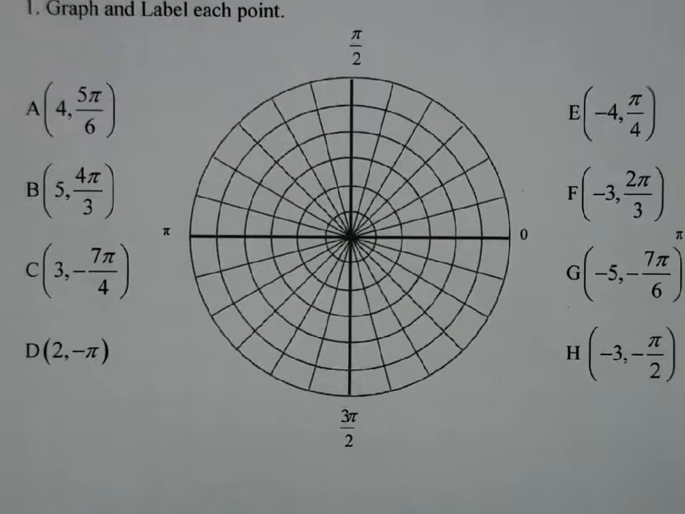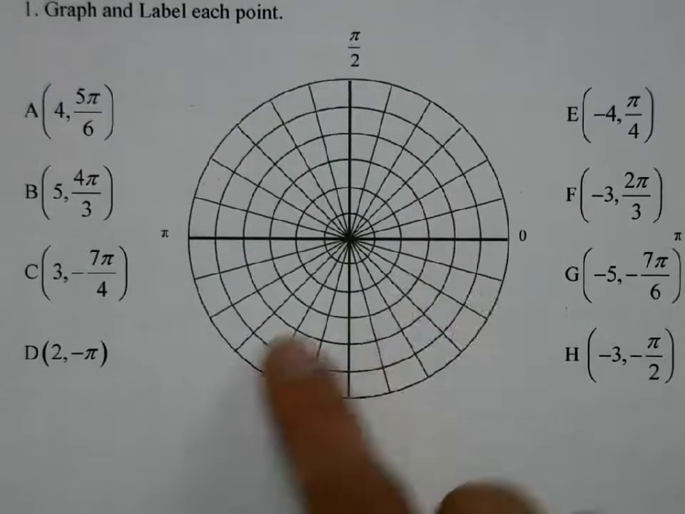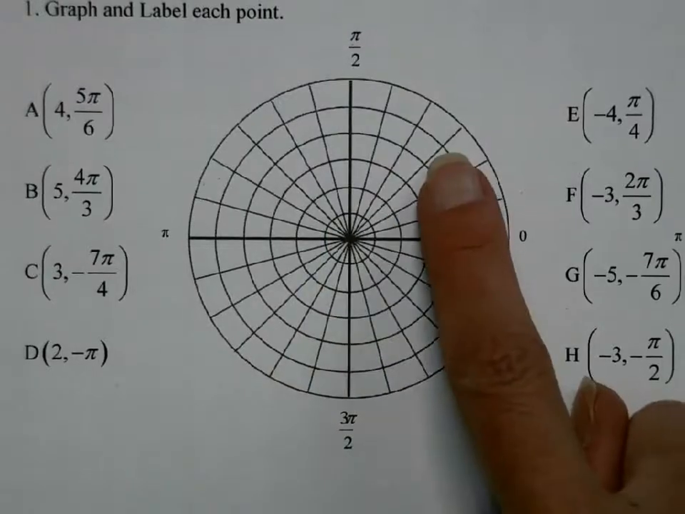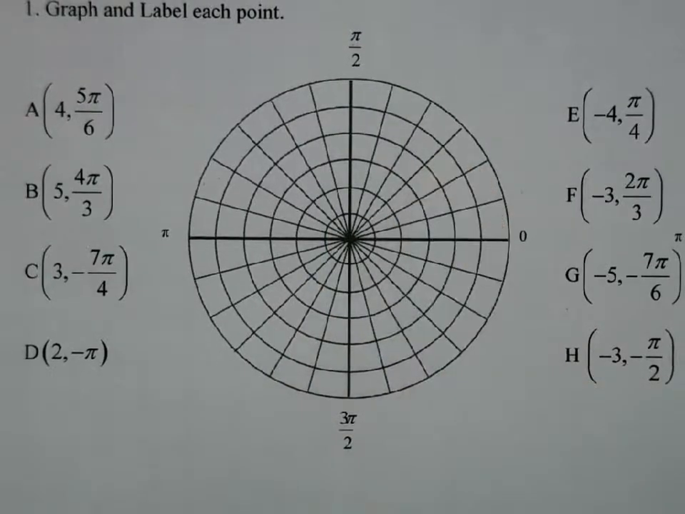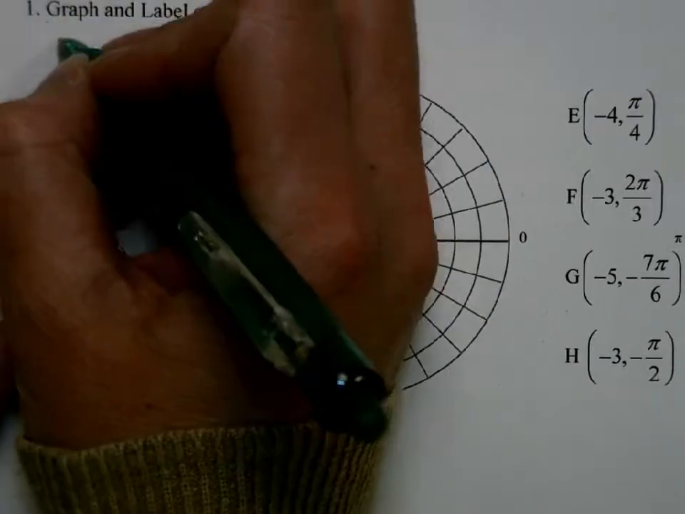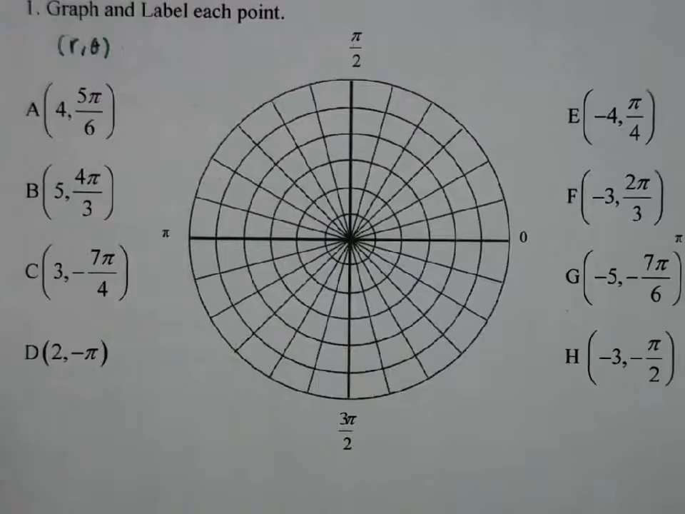So in polar, our grid looks a whole lot different than the regular rectangular/Cartesian plane. Rather than measuring things horizontally and vertically, we're measuring it at different angles and different distances away from the pole. The coordinates in polar are always an r followed by a theta instead of an x and a y. So when we plot points in polar, we're looking for the angle and then how far out we are.